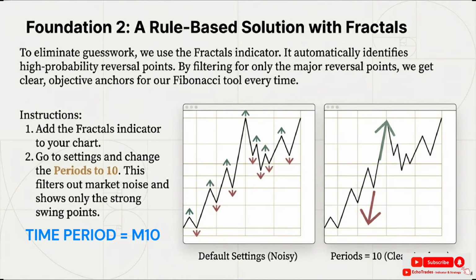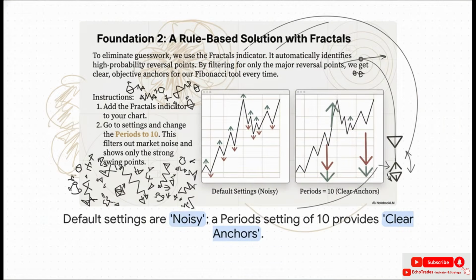And wow, just look at the difference this makes. On the left, that's the default setting. It's a mess, right? Fractals popping up all over the place, total chaos. But on the right, with our period set to 10, look at that. Clean, clear. You only see the major, significant swing points. And those become our perfect objective anchor points. No more guesswork. Problem solved.